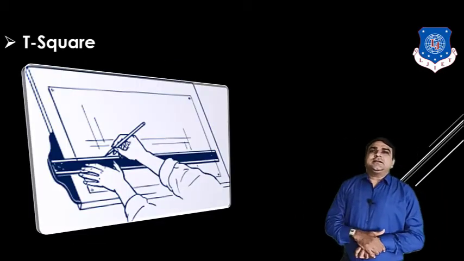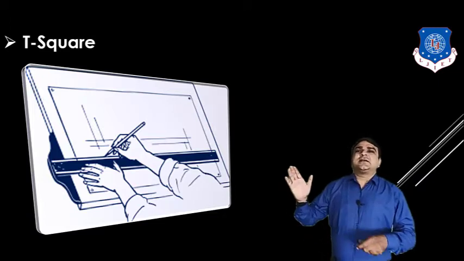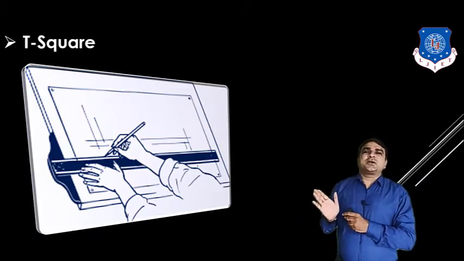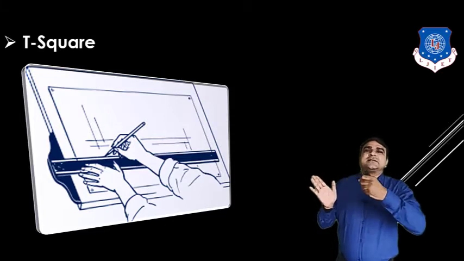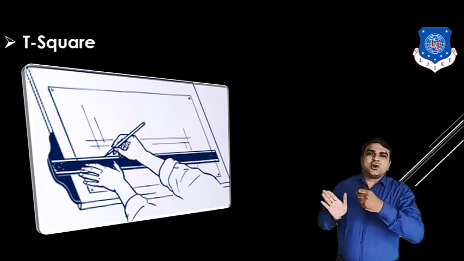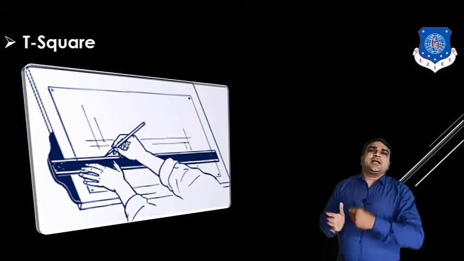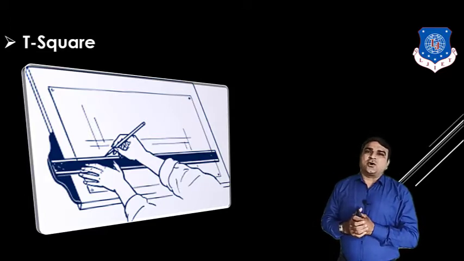Here in this picture you can see that the T-square is perpendicular to the stock, and with the use of a pencil and by moving the stock on the working edge, you are able to draw parallel horizontal lines.